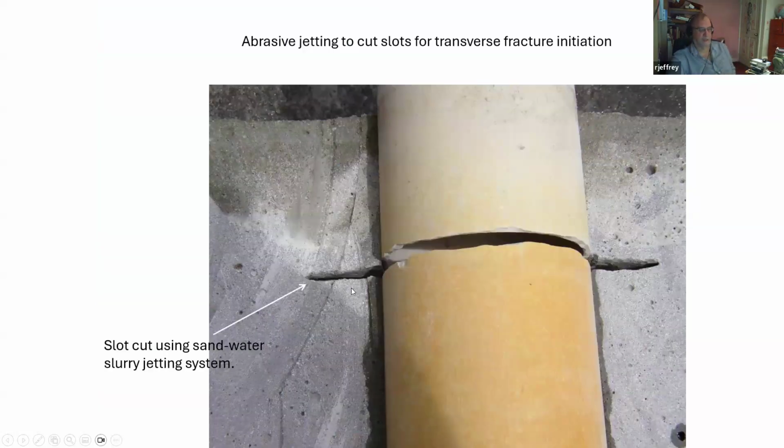And the solution to that for us was to develop a way to abrasively cut slots into the borehole at the location where we want the transverse fracture to initiate, so we could produce a fracture with the desired orientation and at the desired location in the straddle interval, because the straddle leaves about 0.5 meter of pressurized open hole. So this localizes the initiation point.